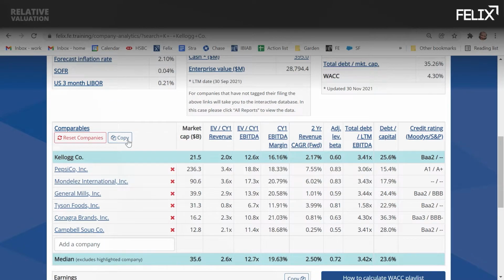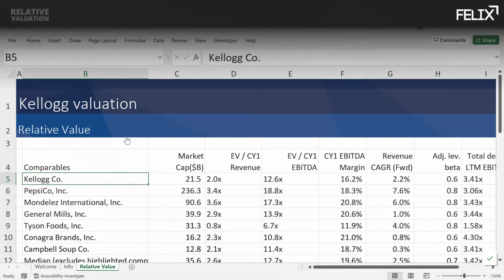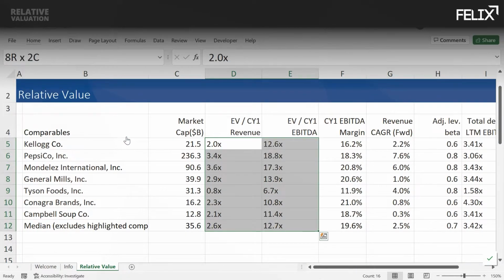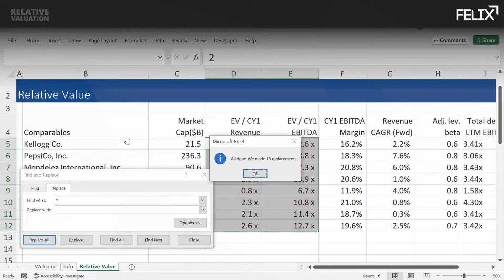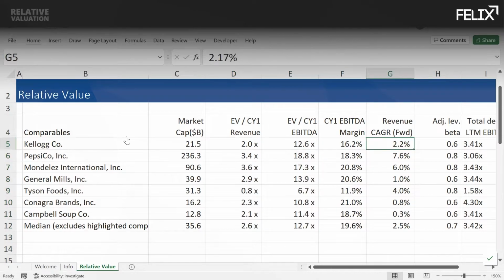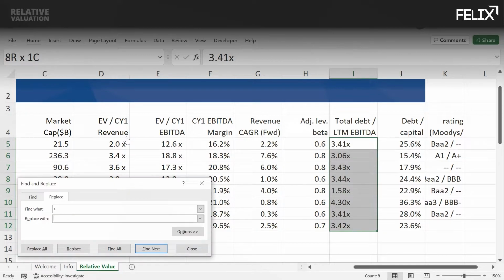Now, what I can do, if I just copy this, I can then put it into Excel. And if I just pop it in here, I'm going to do a little bit of a cleanup. I'm just going to remove the X's on the multiple here. So I'm just going to replace them. There we go. And I'm going to do the same with the leverage multiple as well. There we go. Let me just replace that as well.